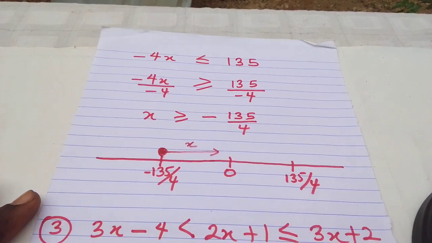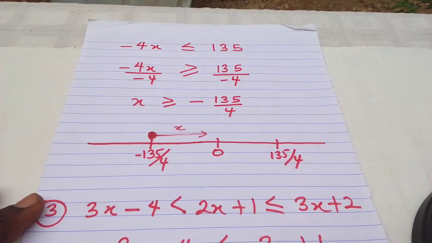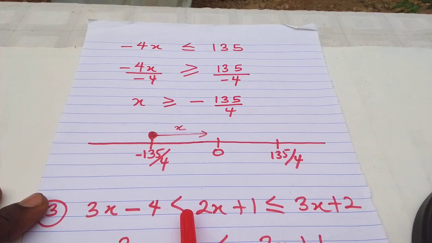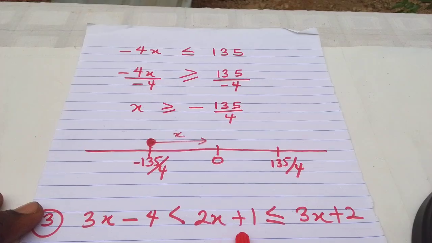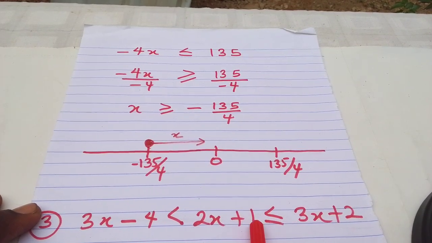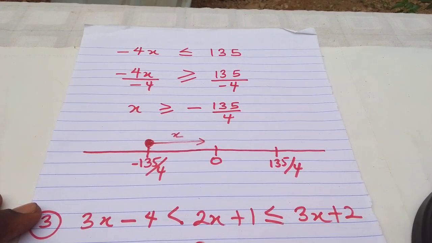Now let's do another example. We have 3x minus 4 is less than 2x plus 1, and this one is now less than or equal to 3x plus 2. Now, you have two inequalities together like this. How will you solve this?